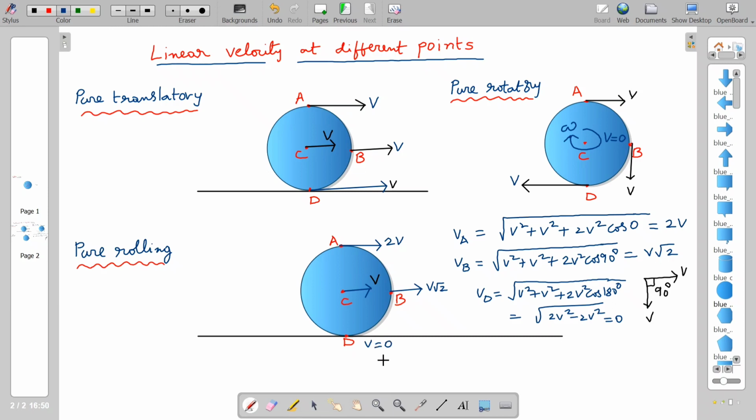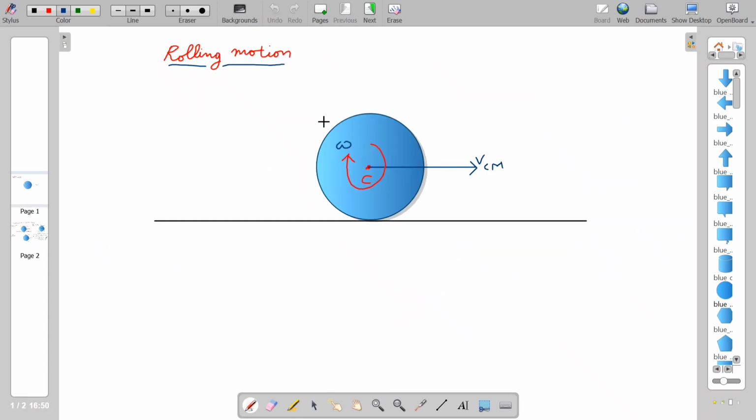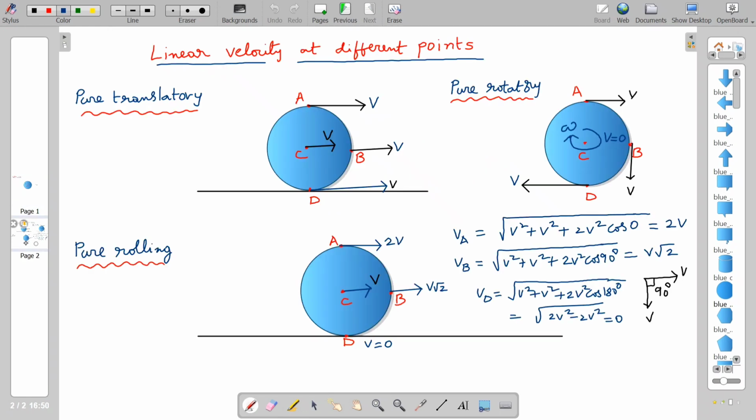So here we found linear velocity at different points in pure rolling motion. So today we discussed rolling motion. What is rolling motion? When a body performs both translatory and rotatory motion, it is called rolling motion. Then what is pure rolling motion? Pure rolling motion means a rolling motion without slipping. That means the body rolls under friction. Then we discussed linear velocity at different points. In this case, we calculated velocity at different points in pure translatory motion, pure rotatory motion, and pure rolling motion.